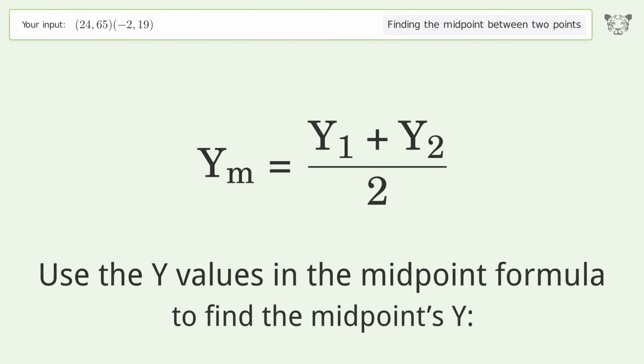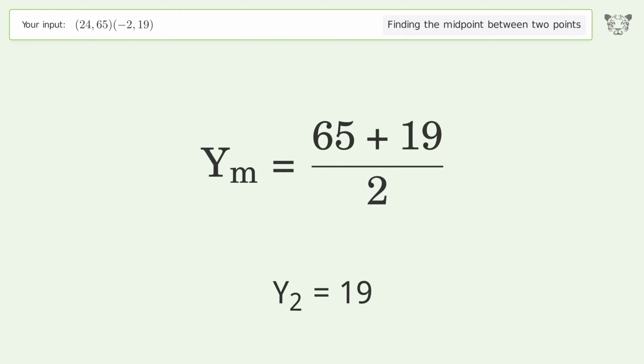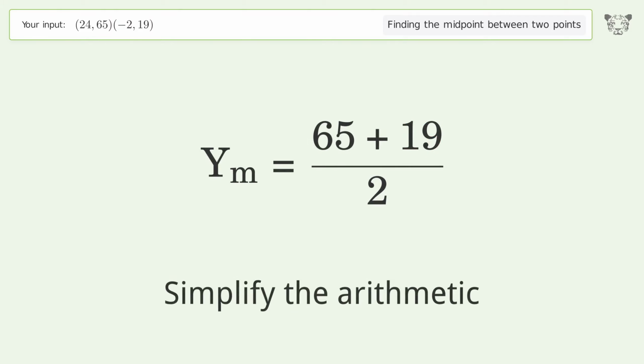Use the y values in the midpoint formula to find the midpoint's y. y1 equals 65. y2 equals 19. Simplify the arithmetic.